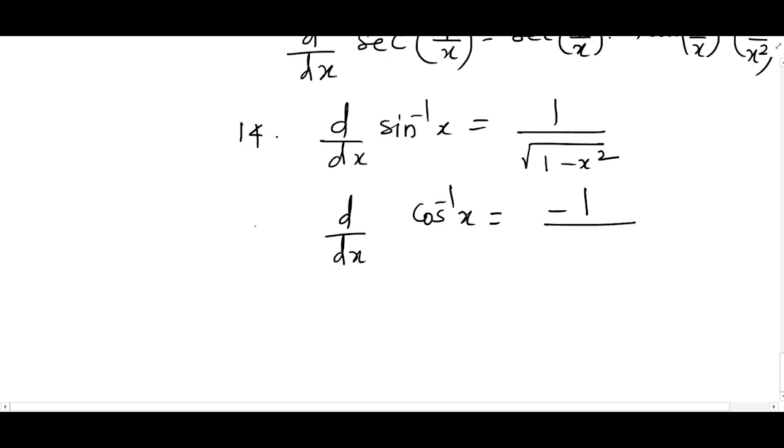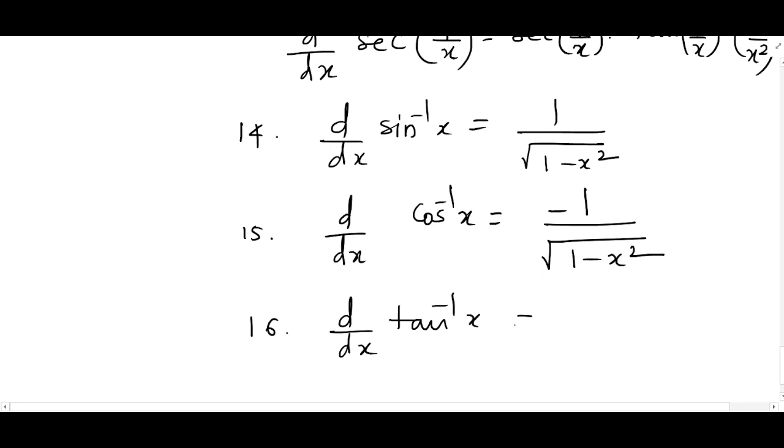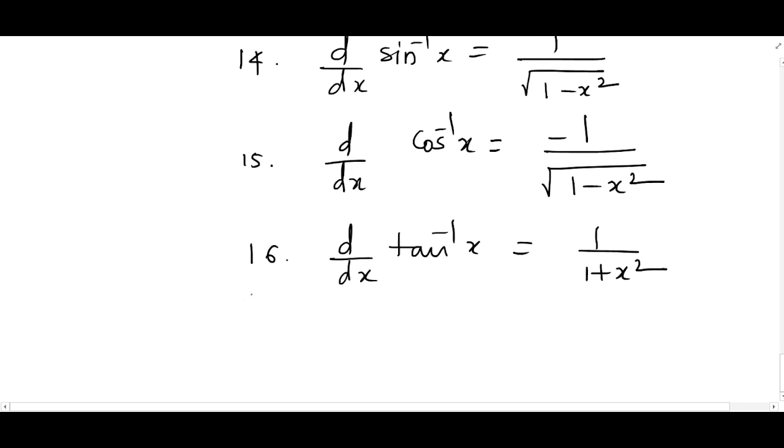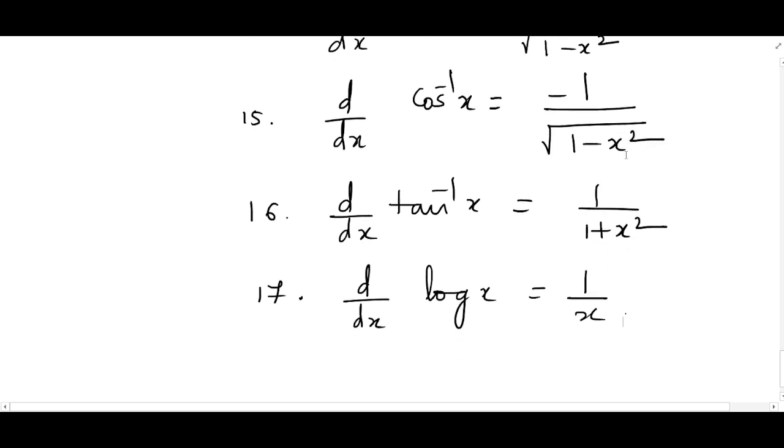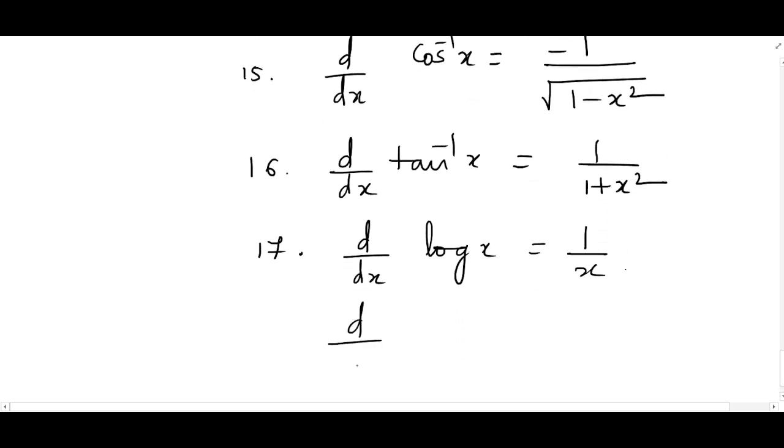So d by dx of cos inverse x is minus 1 upon under root 1 minus x square. Similarly, d by dx of tan inverse x is 1 upon 1 plus x square. Then d by dx of log x is 1 upon x. So if I take log f of x instead of log x, it becomes 1 upon f of x into f dash of x.